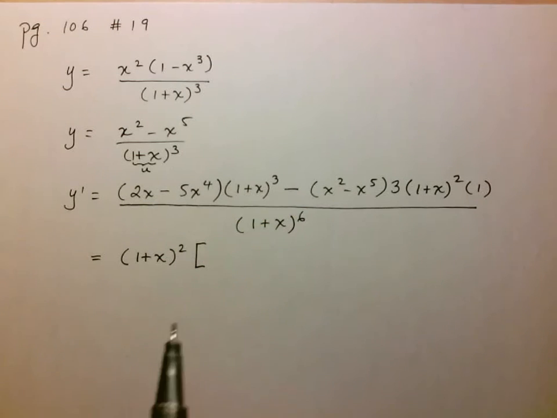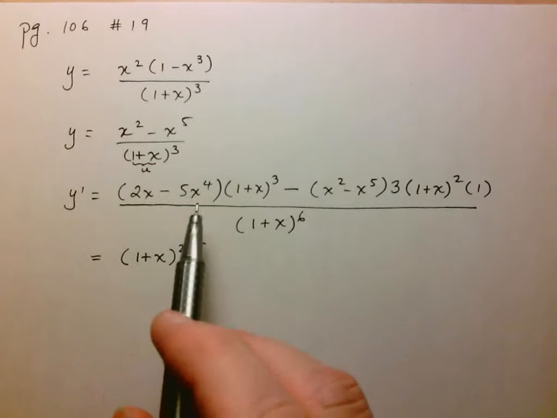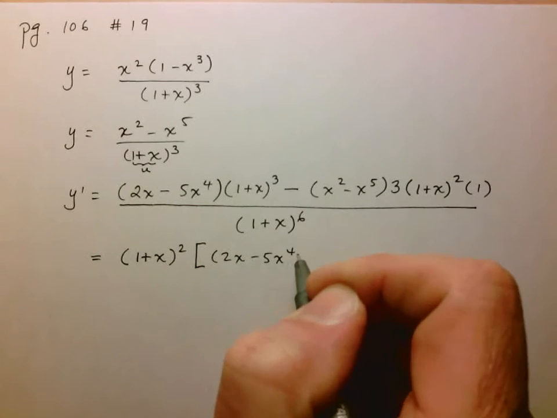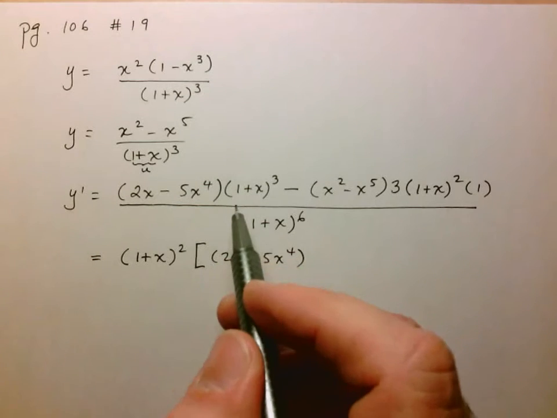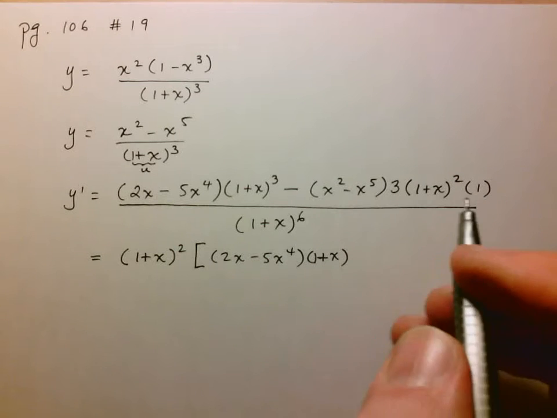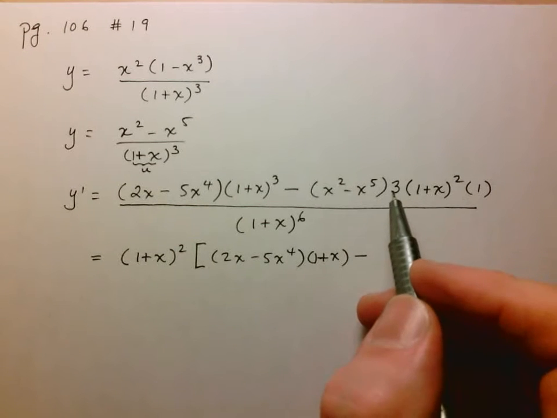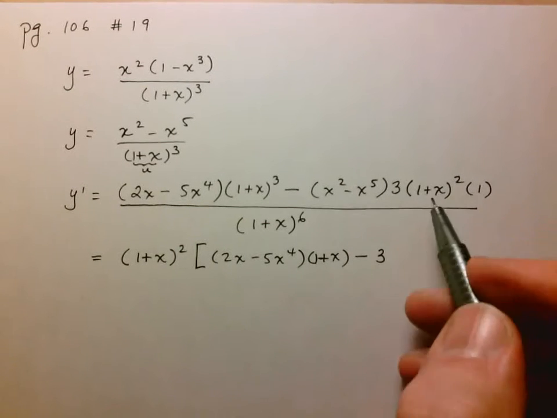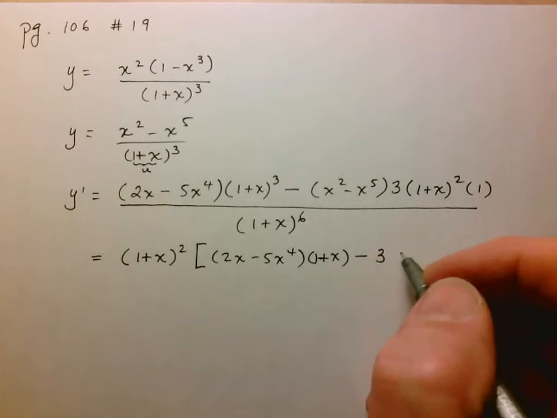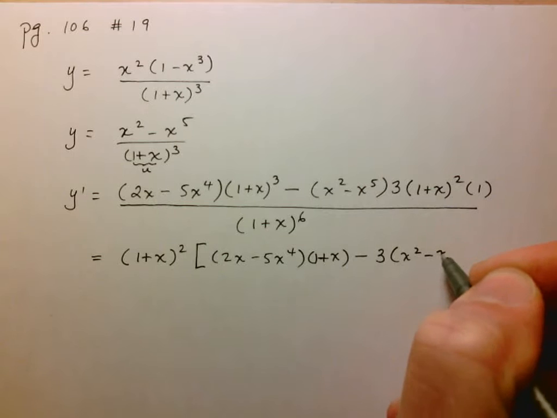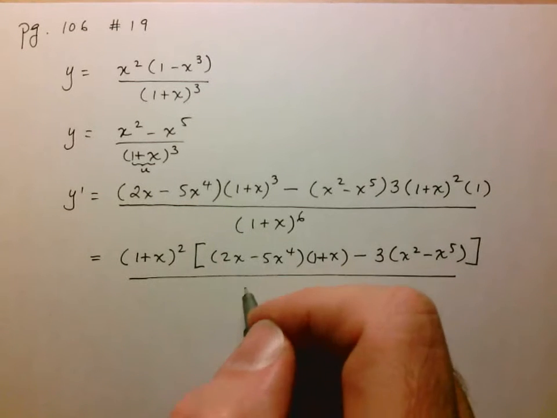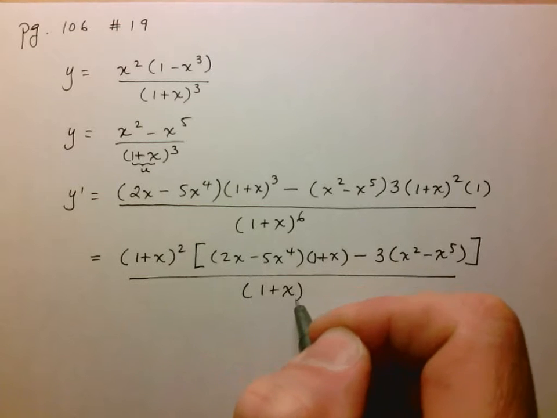Okay, so let's see what's left now in this numerator. So now I have my 2x minus 5x to the fourth, and here I just have one factor of 1 plus x left. Here I've got my 3. 1 plus x squared has been factored out, so the only thing else that I'm left with is the x squared minus x to the fifth, and then all that over 1 plus x to the sixth.